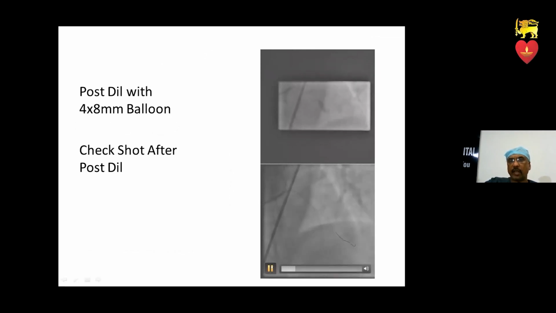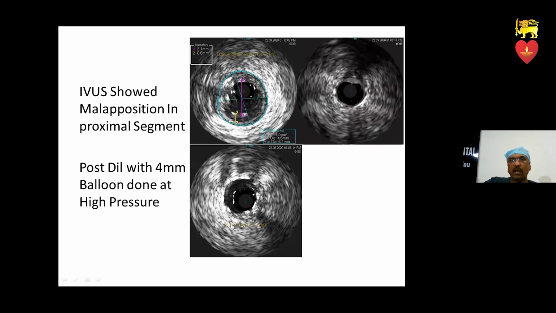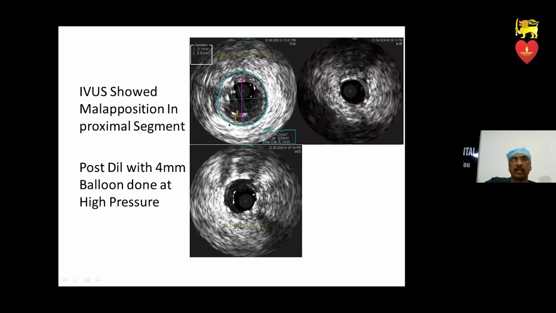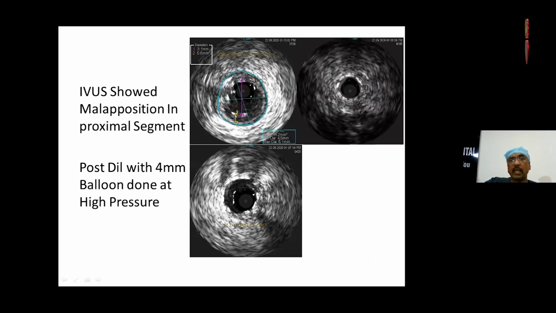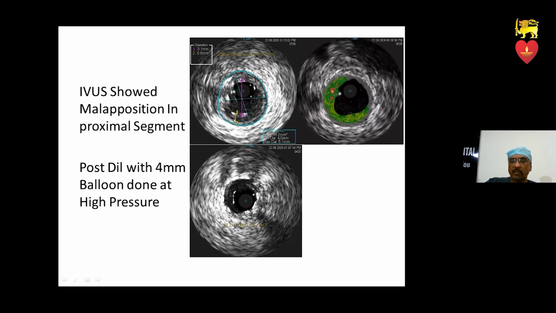And then if you look at this, it looked very good, but we were not sure at all. Although it looks very good, and the proximal main vessel proximal to the bifurcation looks good, we did an IVUS, and lo and behold, we saw malapposition on IVUS. This was visible even on IVUS. It was almost 600 microns to 800 microns.